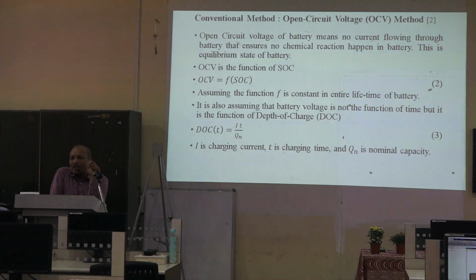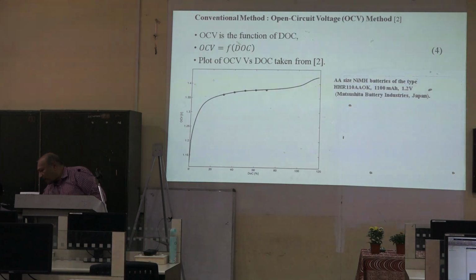OCV as a function of time is equal to A1 into SOC as a function of time plus A0. So here what is the difference? We are putting a function of time, T, for the open circuit voltage and for the SOC. Two parts we have added: one is A0 and the second one is A1. A0 is the voltage here.